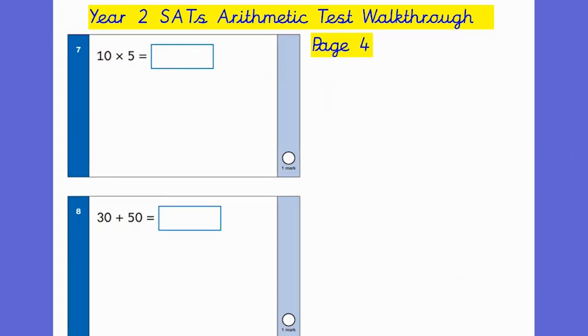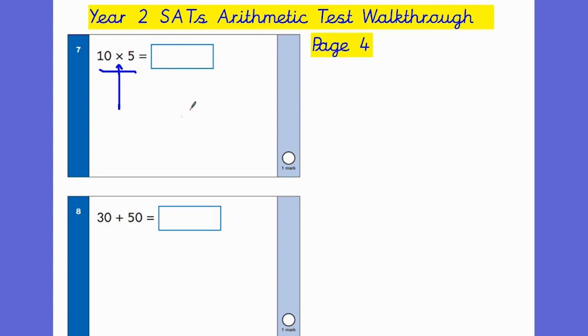So we have page 4 of the test, which is questions 7 and 8. We've got another multiplication question, and we've got an addition question. So 10, again, this symbol, like I said before, means groups of, 10 groups of 5. I have seen children drawing out the 10 groups and then putting 5 in. Or you could do 5 groups of 10. It's quite long-winded. There's nothing wrong with them drawing the groups out.